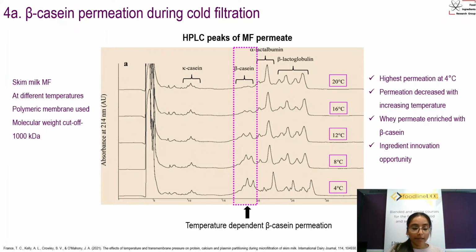So here we see the level of protein permeation in permeate after milk MF at range of cold temperatures from 4 to 20 degrees centigrade. As we know, beta-casein solubilizes from colloidal casein phase into serum phase on cooling, which then permeates through MF membrane during filtration. So here we can see this temperature-dependent beta-casein permeation was highest at 4 degrees centigrade and lowest at 20 degrees centigrade. This beta-casein enriched whey permeate introduces an opportunity to develop innovative dairy ingredients with great market potential.